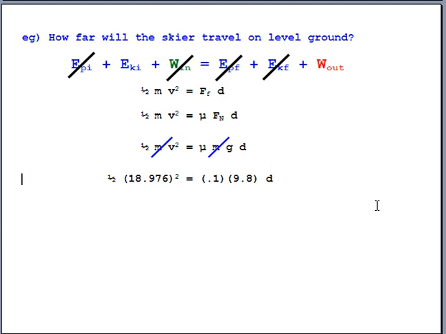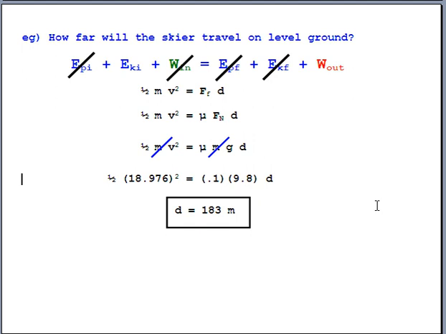The number wasn't exactly 19 in the last example, so I like to try to be precise and grab the best I can, and it was just a little under 19, 18.976. Probably wouldn't make any difference, but I like to grab as many digits as I can when possible. So it looks like they're going to go a couple of football field lengths here, 183 meters before they come to a stop.